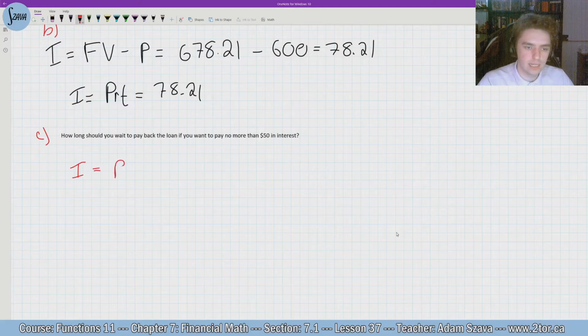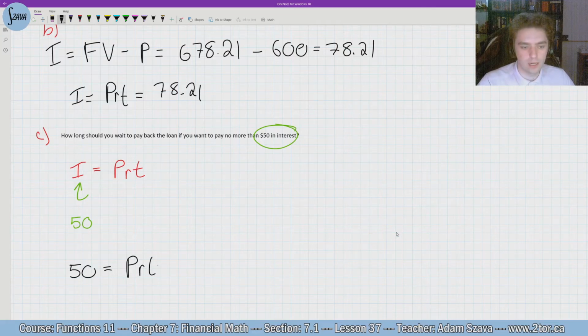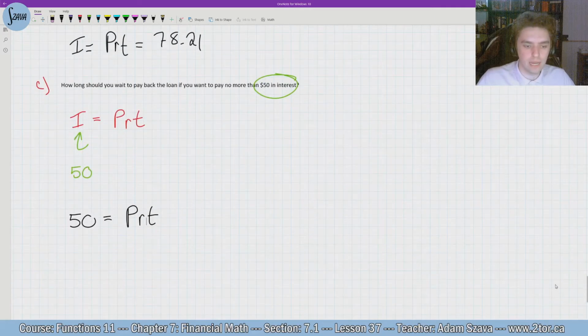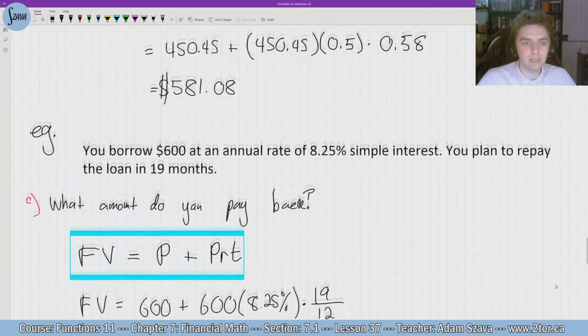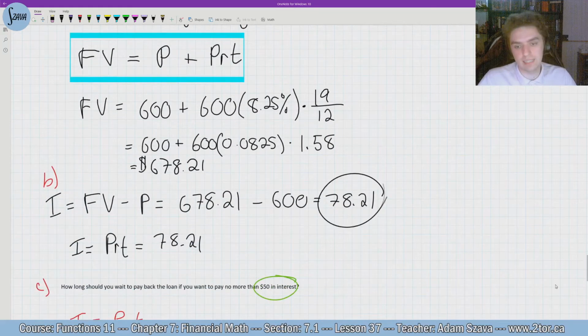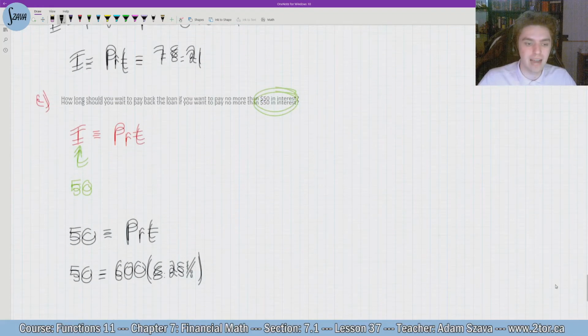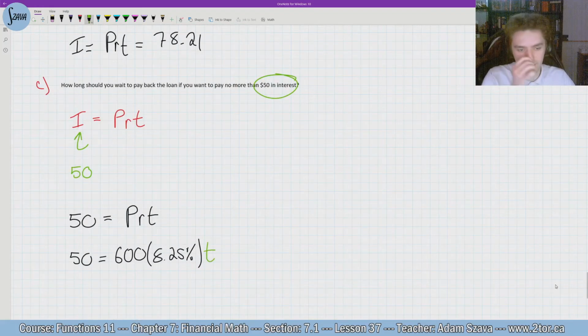formula here. The interest is PRT, P times R times T. And I want this value to be 50. Let's see how long I should keep the money for that interest to be 50, because that's from the question. I want to pay no more than $50 in interest. So the equation I'm going to get is 50 equals PRT. And now what values do I know here? P, I know the principal. The principal is $600. The rate, I also know, 8.25%. T, well, it was 19 months up here, but that made me pay $78 in interest. I want to only pay 50. I need to solve for T. T is what I'm solving for here.